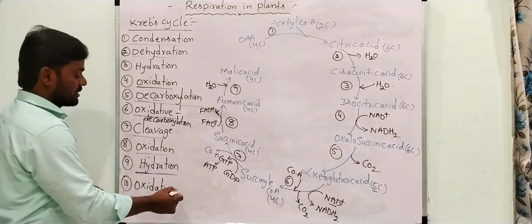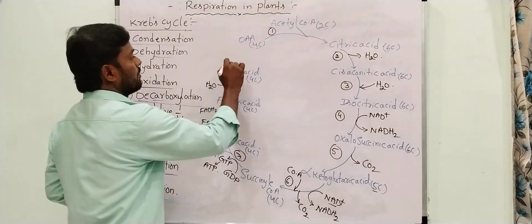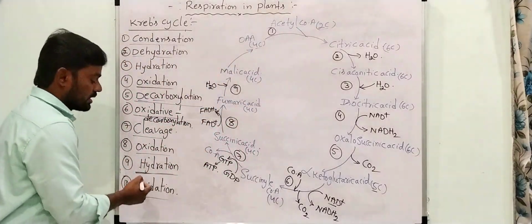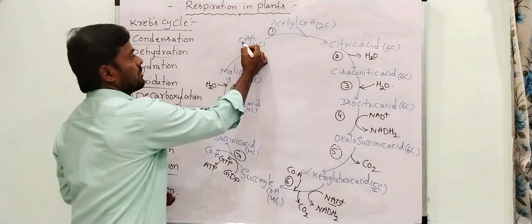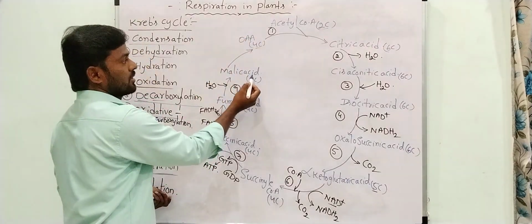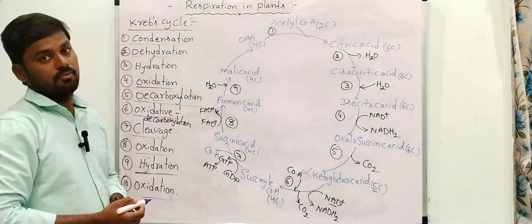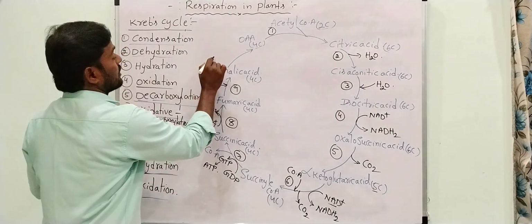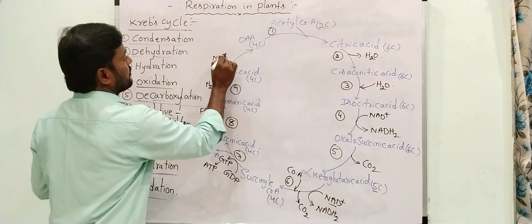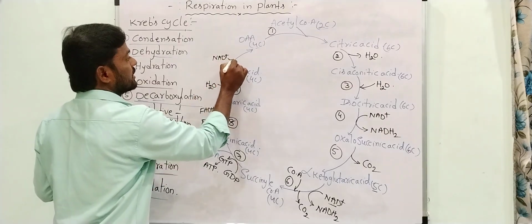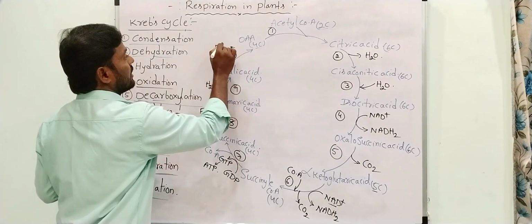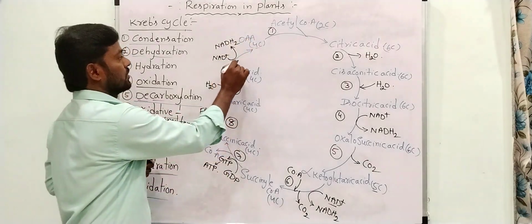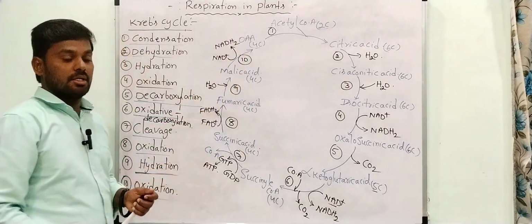Next, the last reaction is oxidation. Malic acid next undergoes oxidation to form the same oxaloacetic acid. A 4 carbon compound, oxaloacetic acid is also a 4 carbon compound. So in this reaction, NAD, nicotinamide adenine dinucleotide, gets reduced to NADH2. Okay, so this is the 10th reaction of the Krebs cycle.